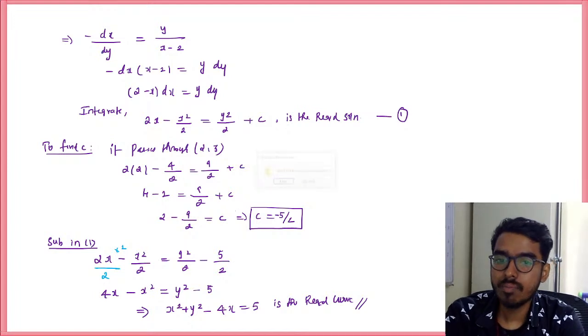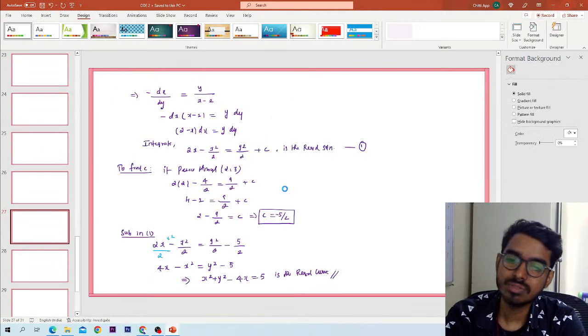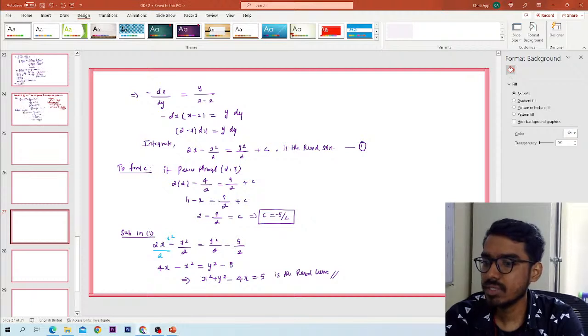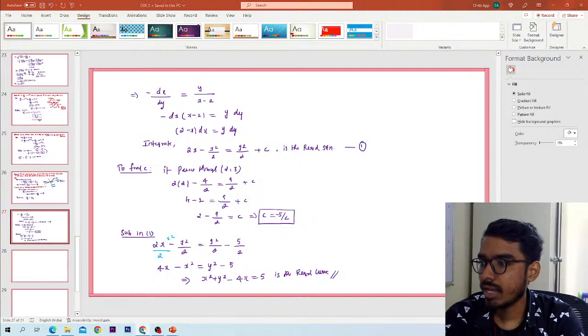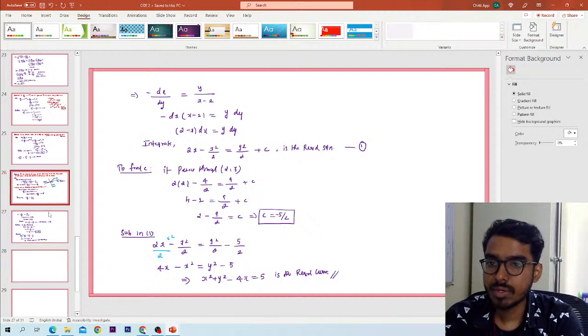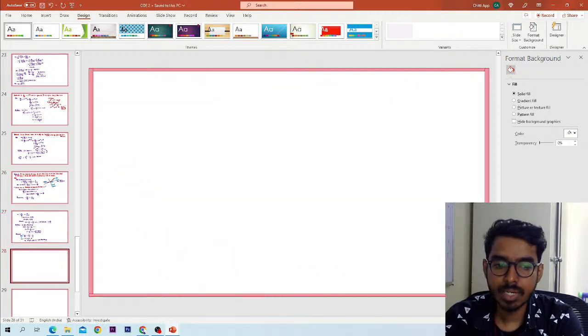For one problem, I'll just give you the solution. You just go through that problem. It involves some trigonometric formulas. It's a very simple problem, but I'm not going to do it. We are going to complete the variable separable method.